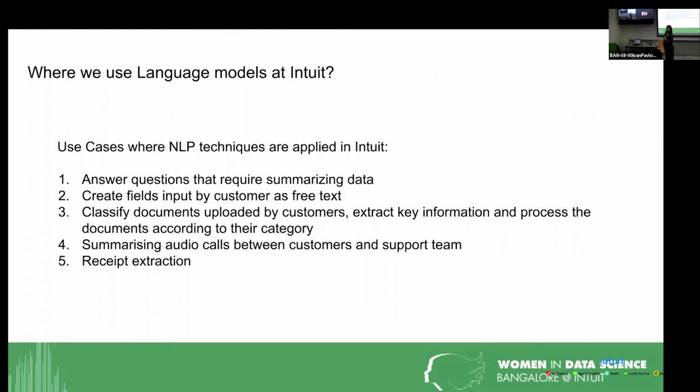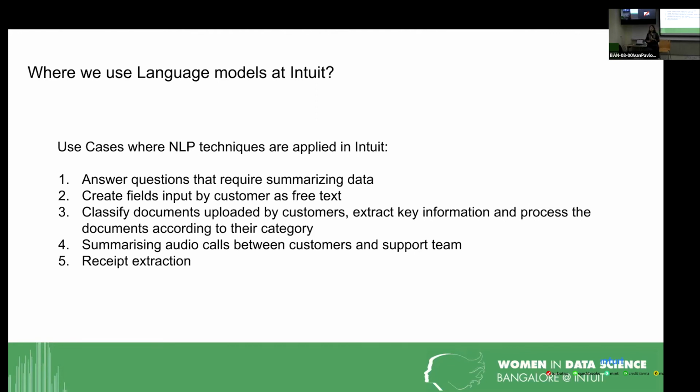Right. So just quickly to conclude, here is how and where we are using some of these models within Intuit. We have projects where we are answering questions. A customer asks a question like, what has been my revenue in the last 3 months, and we want to fetch that answer based on the data the customer has in QuickBooks, and give that as an answer.